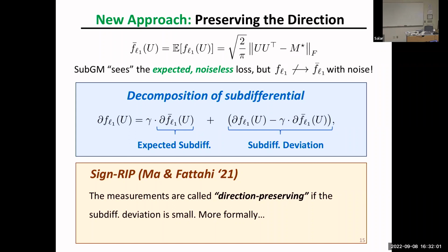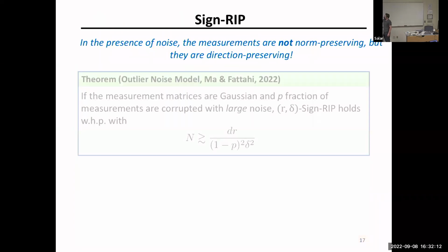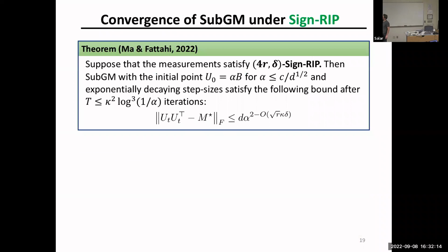So let's look at the subdifferential of this. If you take the derivative, the denominator is going to have a Frobenius norm, and that is the self-normalizing property that I'm talking about.